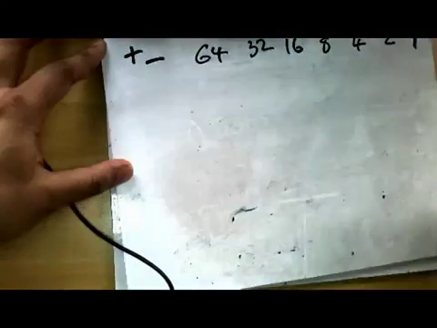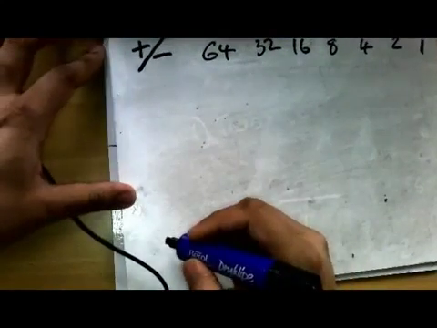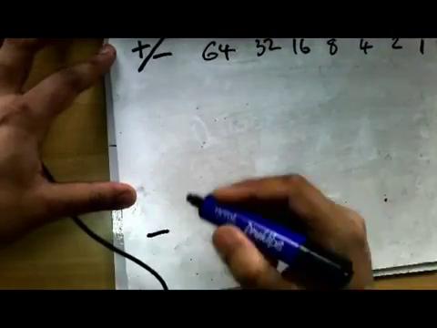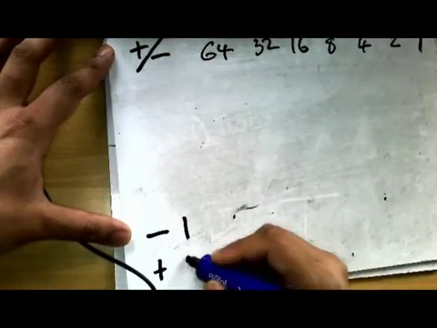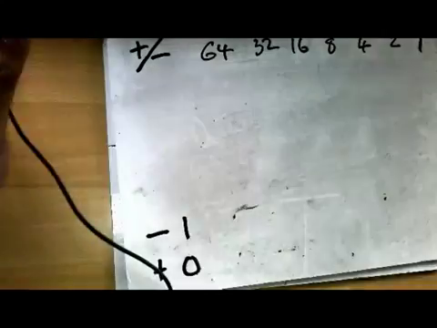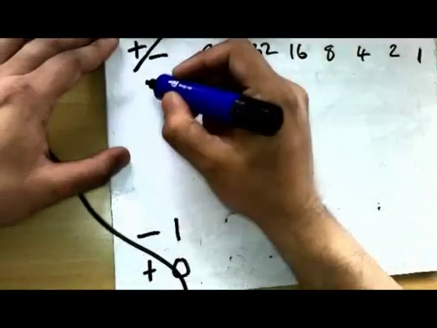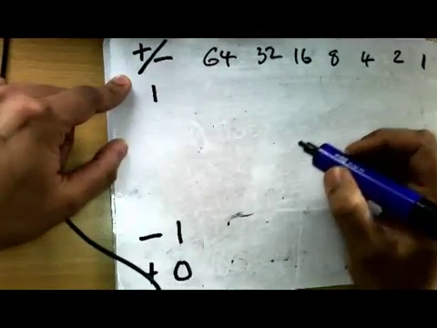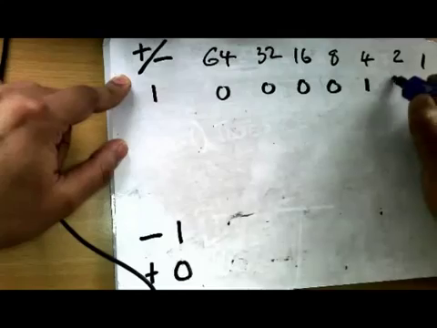So the sign bit represents a plus or a minus. We just need to remember that if it's a minus number, the 8th bit is a 1, and if it's a positive number, the 8th bit is a 0. Let me give you an example. A minus 4 would have a 1 because it's a minus number. Everything else would be 0 apart from the 4.